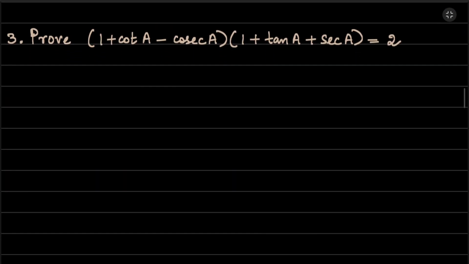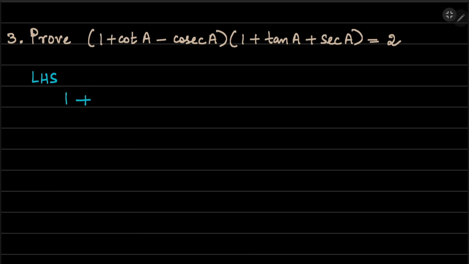Let's move on to the third question. Prove that (1 plus cot A minus cosecant A) multiplied by (1 plus tan A plus secant A) is equal to 2. So what do you see here? Everything is getting cancelled, right? In the RHS, it's just an integer. That means everything will get cancelled. So in such questions, what you have to do is take your LHS and convert everything into sine and cos.